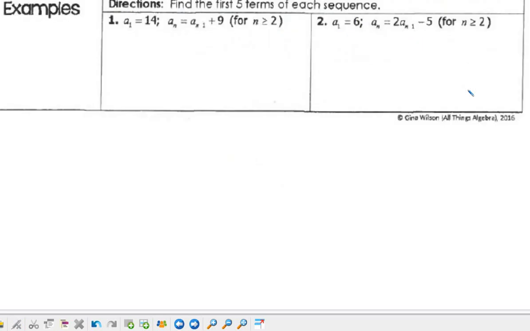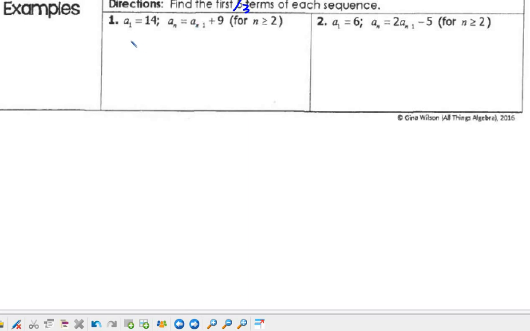So examples, find the first 5 terms in each sequence. We're only going to find the first 3. If you can find the first 3, you can find the first 5, you can find the first 10. It's just a matter of doing the math. You'll do this on your homework daily grade as well. You only find the first 3 terms, not the first 5.